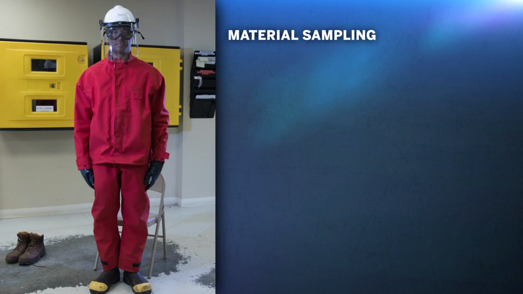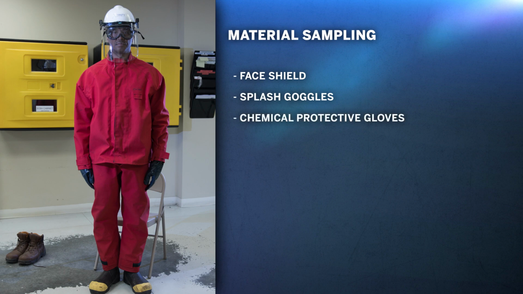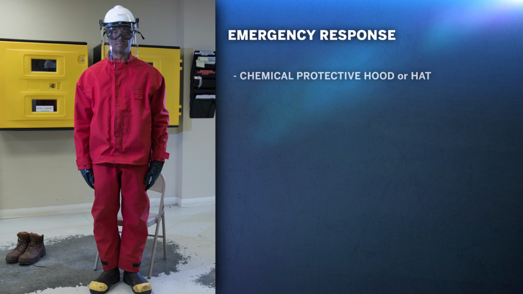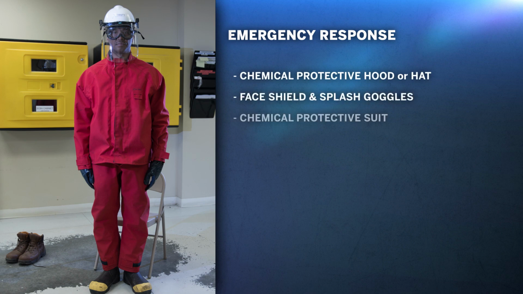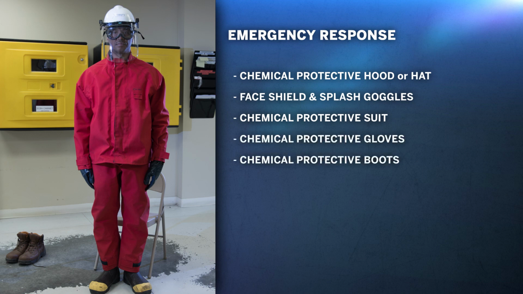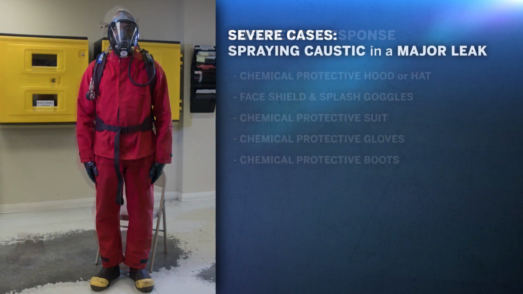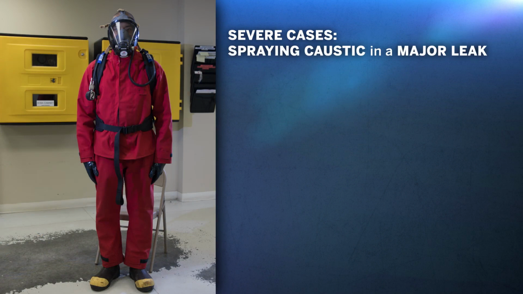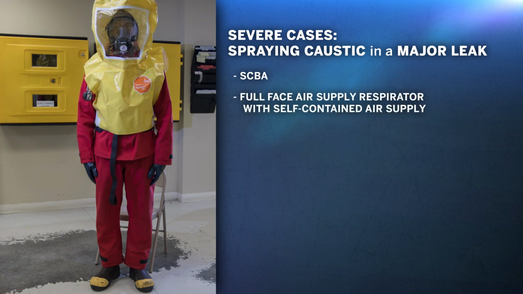For material sampling, a face shield, splash goggles, and chemical protective gloves should be worn. For emergency response, chemical protective hood or hat, face shield and splash goggles, chemical protective suit, chemical protective gloves, and chemical protective boots should be worn. In severe cases with spraying caustic and a major leak, SCBA or full-face air supply respirator with an auxiliary self-contained air supply should be worn.